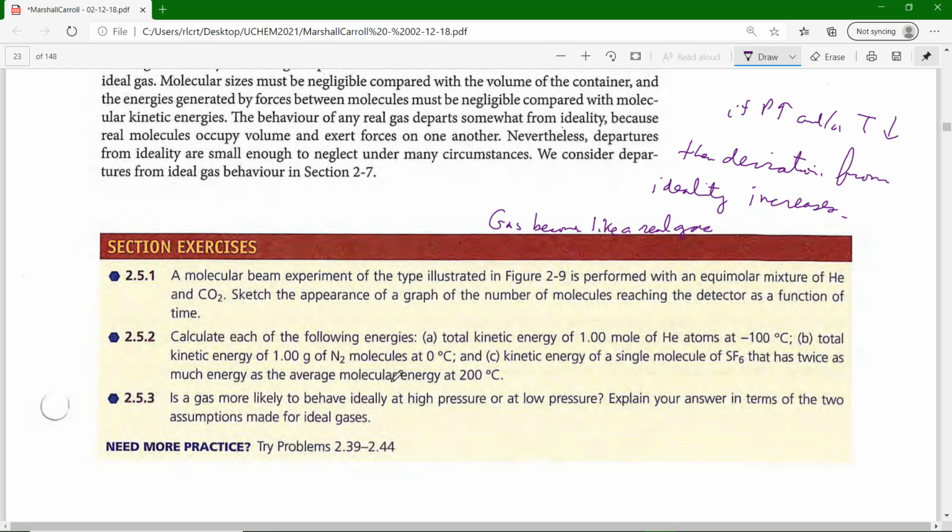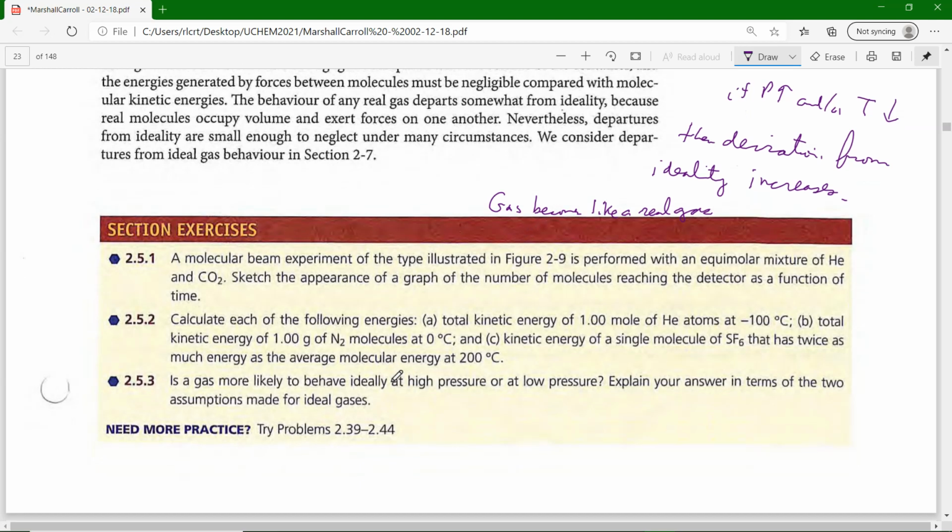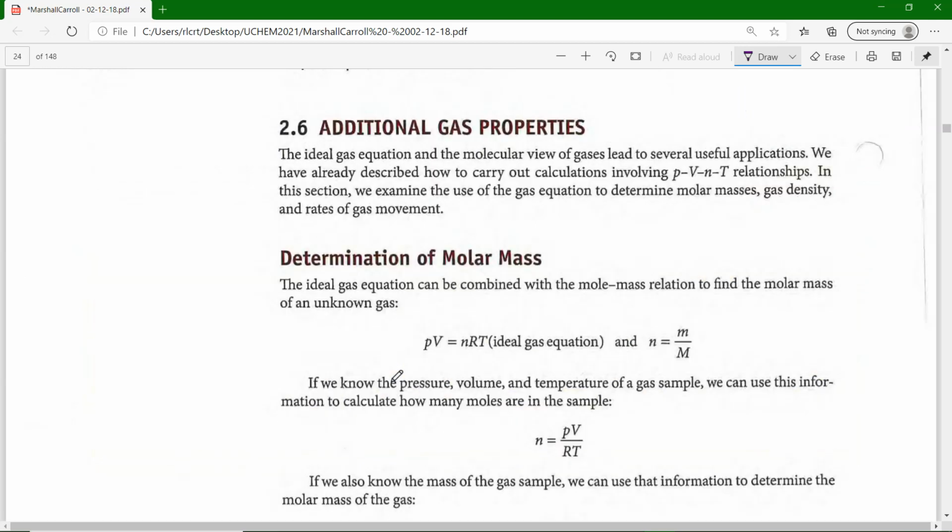Okay, you can try these section exercises on your own. And so let's look at some additional gas properties, and then we'll look a bit more at real gases. And you could have done this a bit earlier. We can determine molar masses and gas densities and how fast reactions go. So I'm going to jump now to page 84.